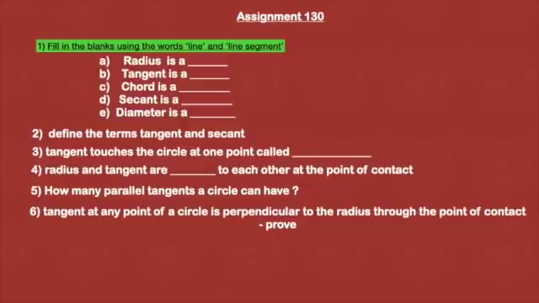Second question, define the terms tangent and secant. Third one, tangent touches the circle at one point called dash. What is the name of the point? You have to write. Fourth one, radius and tangent are dash to each other at the point of contact. Fifth one, how many parallel tangents can a circle have? Sixth question is the theorem. Very simple theorem. Tangent at any point of a circle is perpendicular to the radius through the point of contact. Prove. This theorem I am going to give in this week's test.